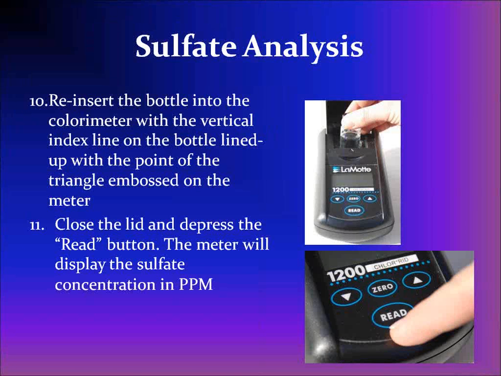Place the vial back into the meter, being sure to index it into position. Then close the lid and push the read button at this time. The meter will display the sulfate concentration in parts per million, or ppm.